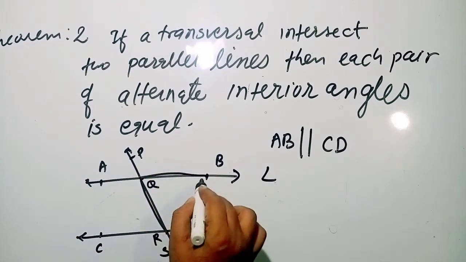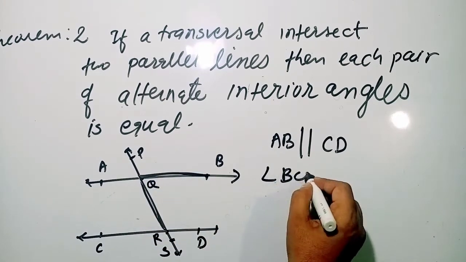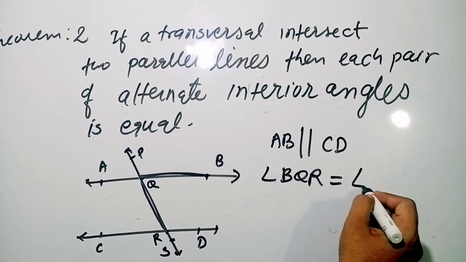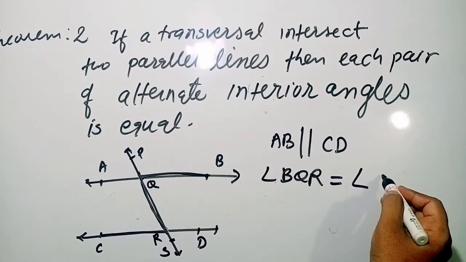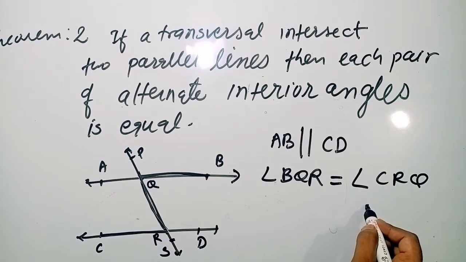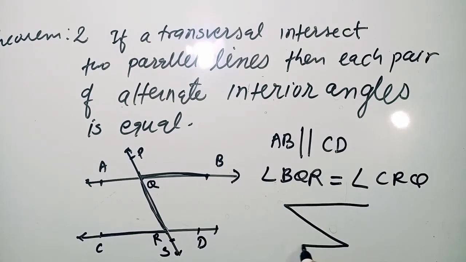So here you can see that angle BQR is equal to angle CRQ. So these are interior alternate angles, right students? So in this symbol you can remember interior alternate angles, right students?